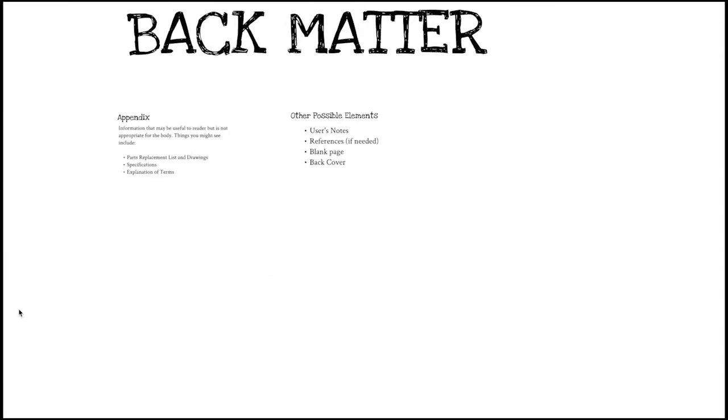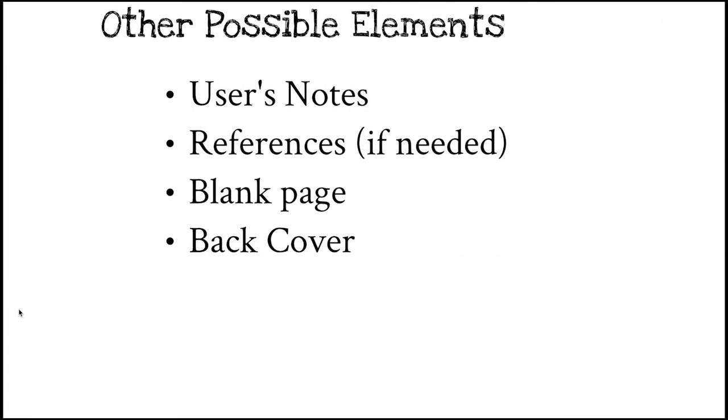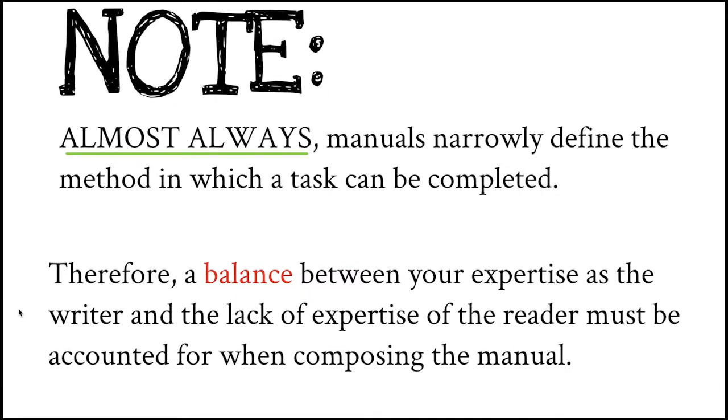Let's see here. Back matter, usually there's some sort of appendices, like an explanation of terms, or if people need to replace parts, there might be figures and drawings in these sections. And of course, there are usually other possible elements. There might be blank pages for people to take notes on. I always use it for notes. Any references, if they're needed, and there's usually a back cover.